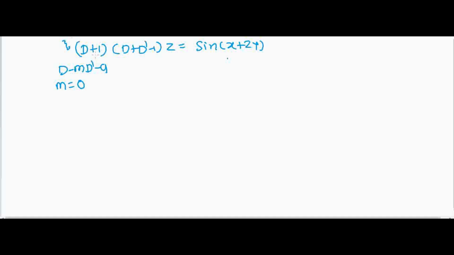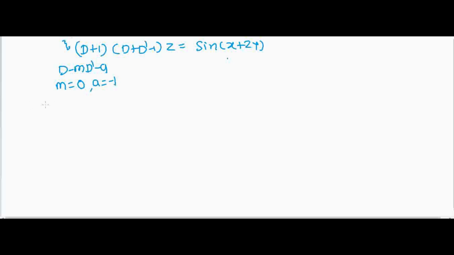Okay, now consider one more example of this type. Suppose that we have D plus 1 into D plus D dash minus 1 z is equal to sine of x plus 2y. Again we compare this with D minus mD dash minus a. Comparison gives me 0, here we do not have a D dash term. So a is equal to minus 1.